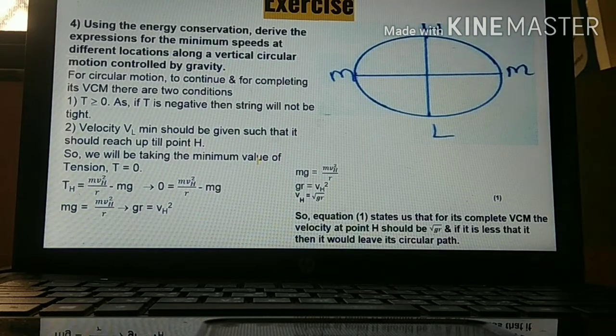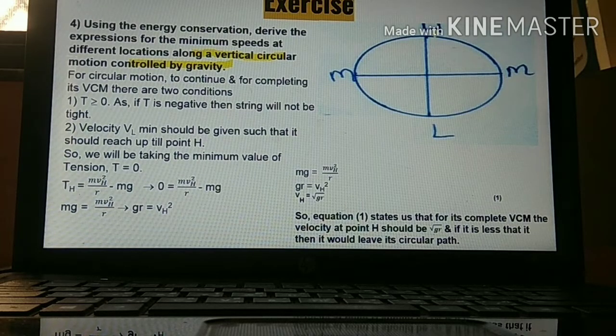Using the energy conservation, derive the expression for minimum speed at different locations, vertical circular motion. See, this question is a big question, but I have split this question into three parts. And over here many things we have already discussed.